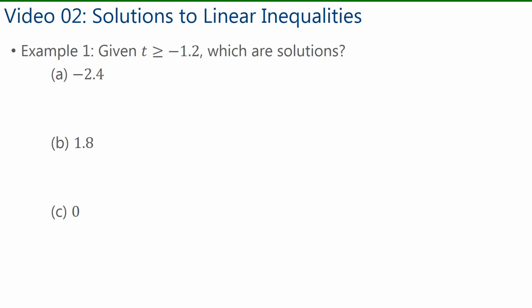So in A, we have negative 2.4. So we'll replace our t with negative 2.4 and then see if the inequality is true. So is negative 2.4 greater than or equal to negative 1.2? Well, if you were to graph each number on a number line, negative 2.4 would be further to the left. So it is actually less than negative 1.2. So this is not true. So we can say that negative 2.4 is not a solution.